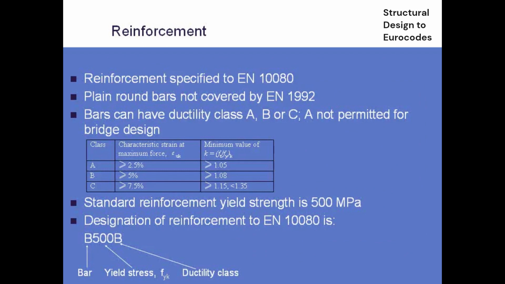Reinforcement we now specify to EN 10080, but we've effectively been doing this for some time now anyway through the existing BS. So bars can have 3 different ductility types, A, B or C, and A is the most brittle type of reinforcement and it's not allowed basically. B is what you tend to typically get as normal reinforcement. The standard designation used in the Eurocode is the one here. So if you put B500B, it means you're going to get a B for a bar, 500 is the yield strength of the bar, and then the letter at the end is the ductility class.